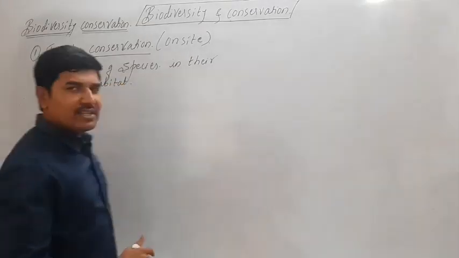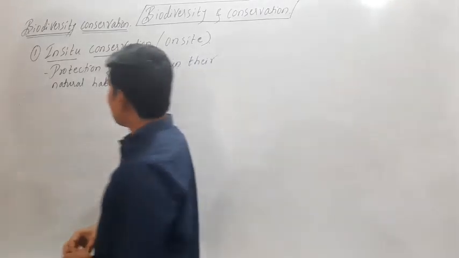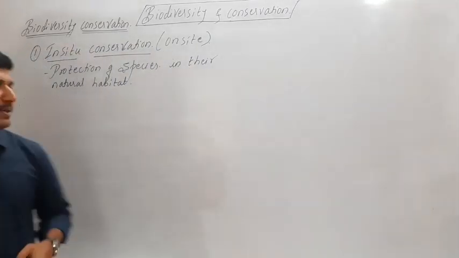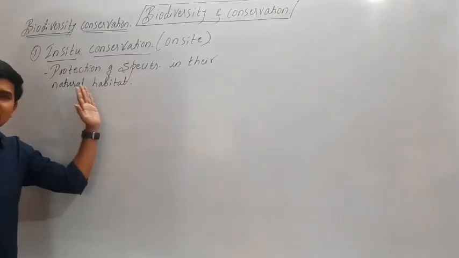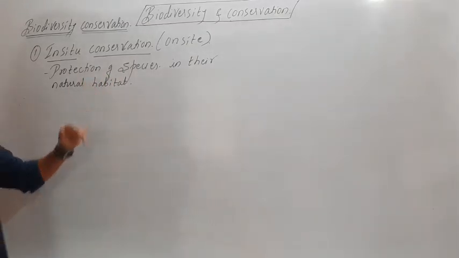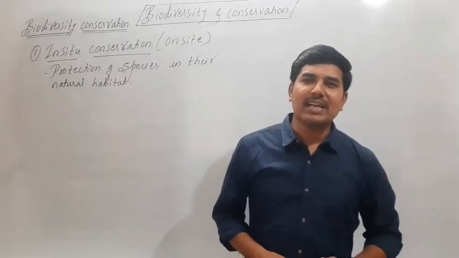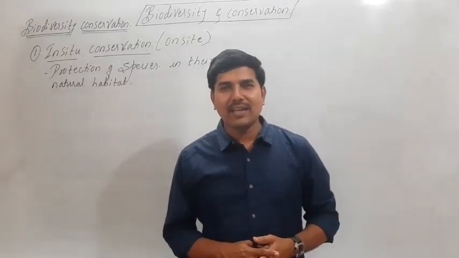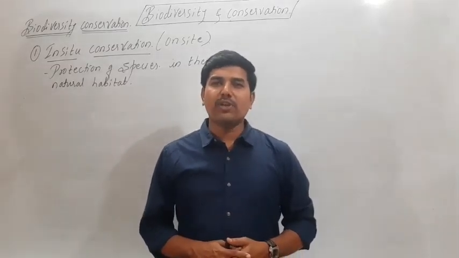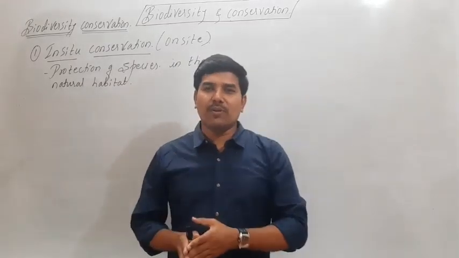So protection of the species in their natural habitat is said to be in situ conservation. That means we are conserving, we are preserving these plants, the species of plants as well as animals in their natural habitat. If we conserve them in their natural habitat, then ultimately we are going to preserve those species on this globe.